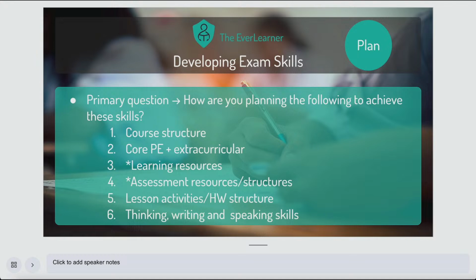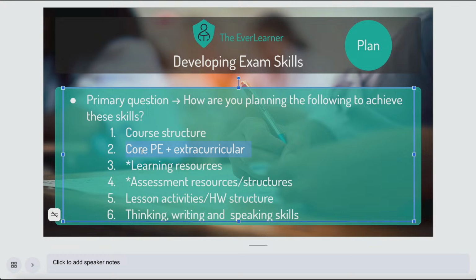We need to be asking ourselves as course planners, as A-level, GCSE, BTEC, Cambridge, whatever teachers, this primary question. Here it is, folks, in big, bold white: how am I planning the following to achieve the skills we have analysed? So we have to ask ourselves, what is our course structure and does it promote these skills?